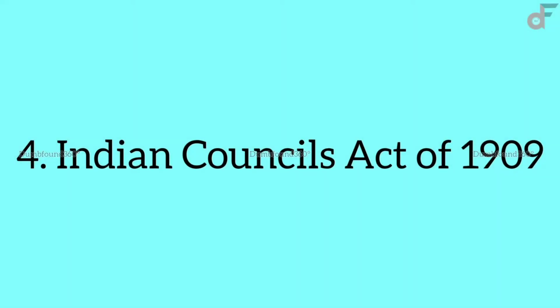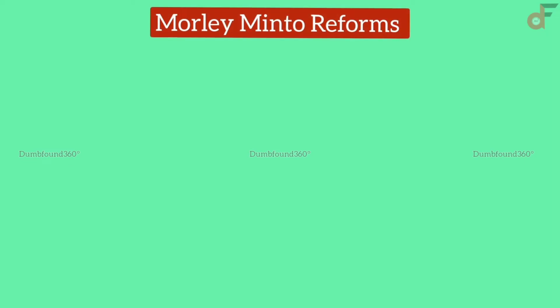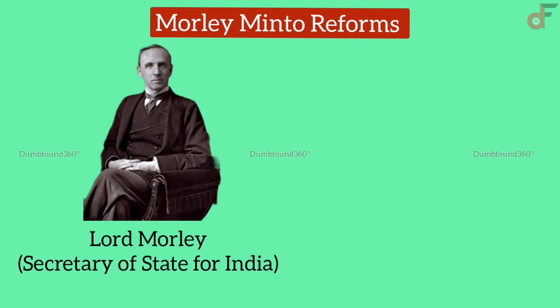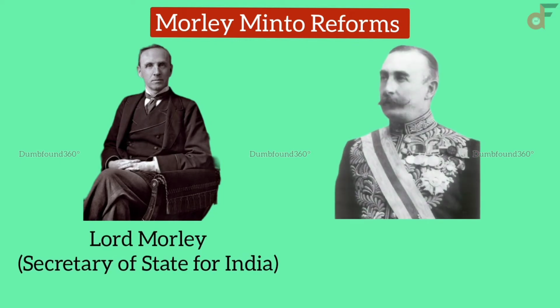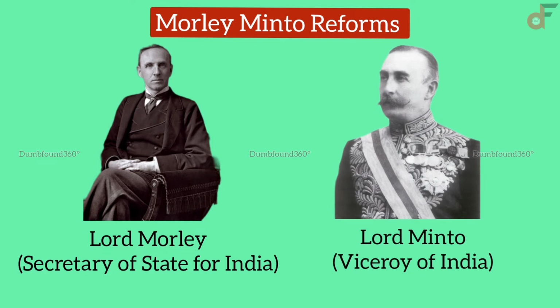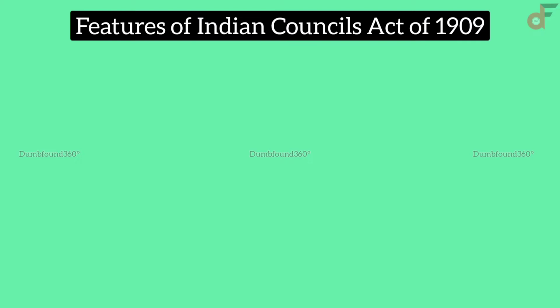Indian Councils Act of 1909. This act is also known as Morley-Minto Reforms because Lord Morley was the then Secretary of State for India and Lord Minto was the then Viceroy of India. The features of this act were: 1.